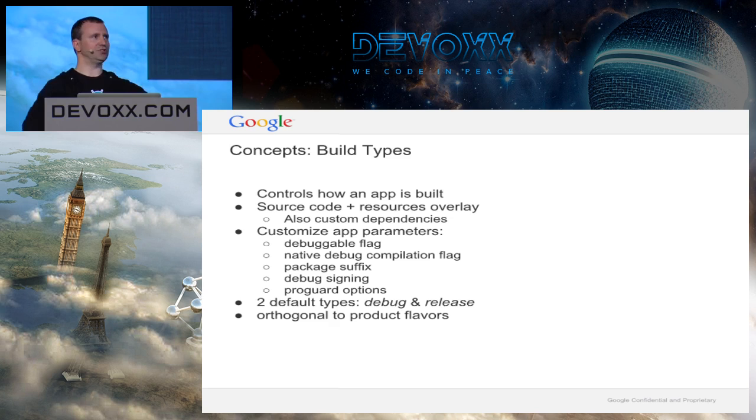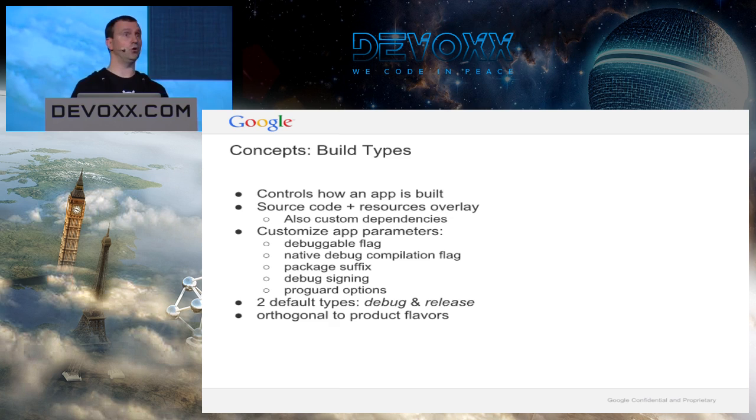A lot of you are asking, I have a map view, and so I have an API key. It's different in release versus debug because it's tied to the signature. How do I do that? Well, here you'll be able to have some resources that are separate for debug versus release. And so you'll be able to customize some of the parameters, have different dependencies, or even a manifest, right?